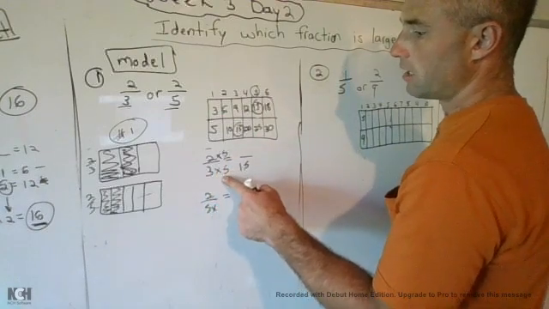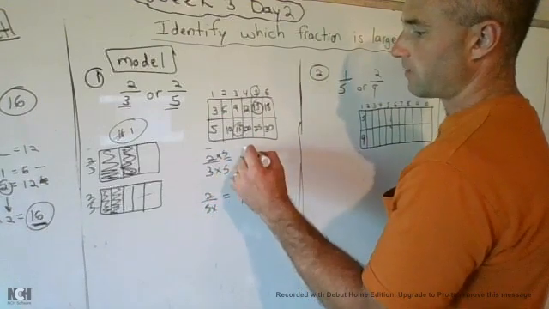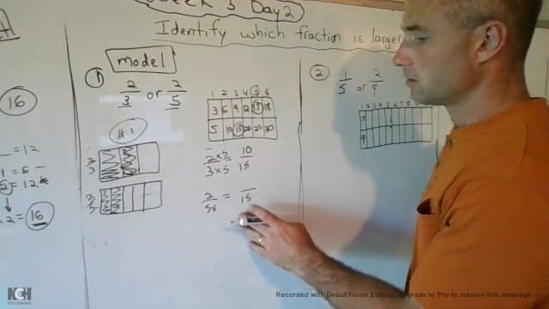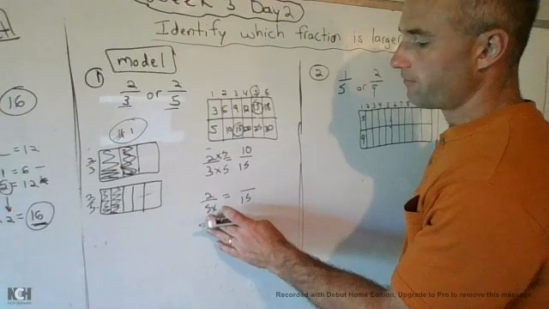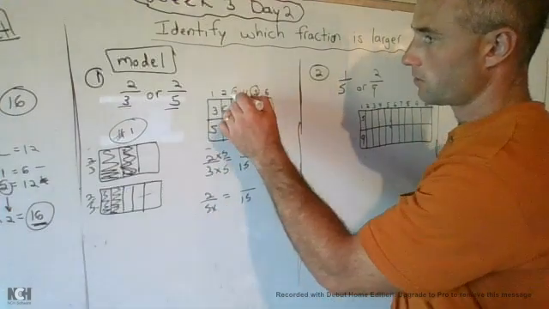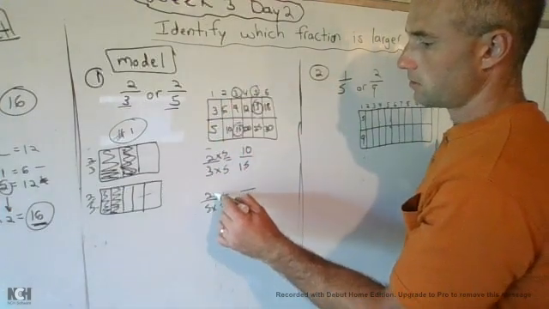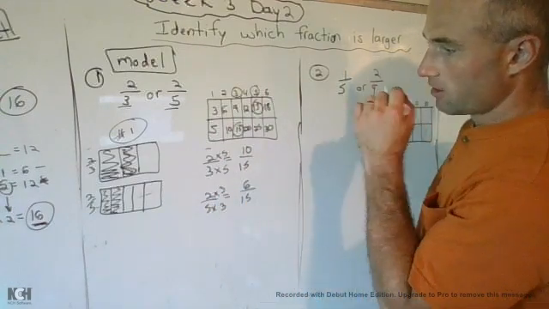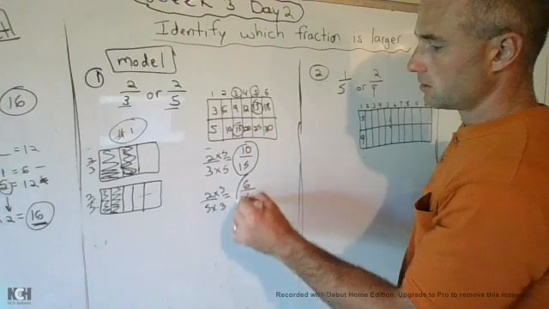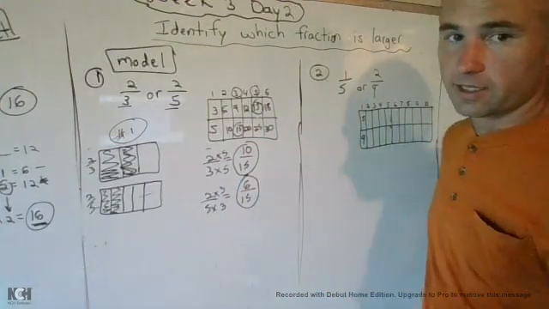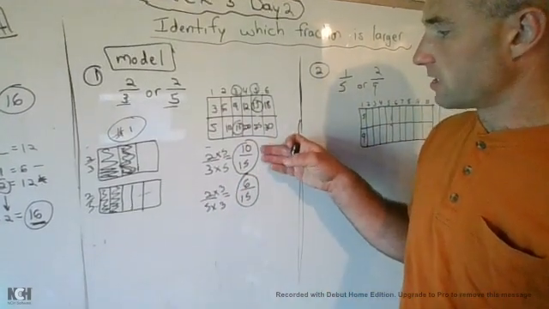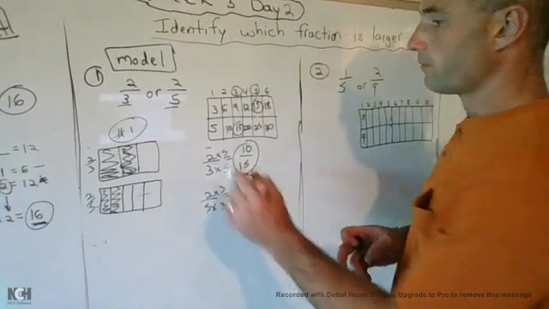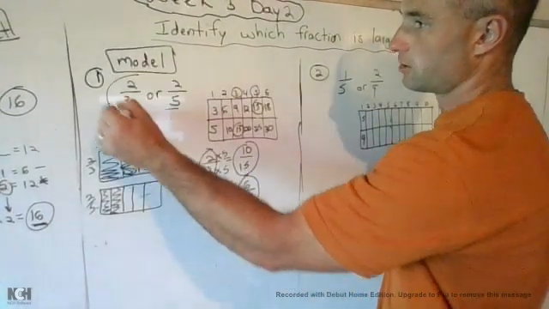Whatever you do to the denominator, you must do to the numerator. So 2 times 5 equals 10. Here, how many times does it take me to get from 5 to 15? 3 times. So 3 times 3 is going to give me 9. When the common denominator strategy works like this, you see that 10/15 is larger than 9/15. Therefore, 2/3 is the larger fraction.